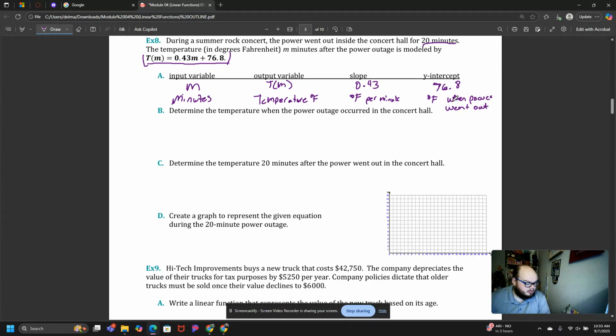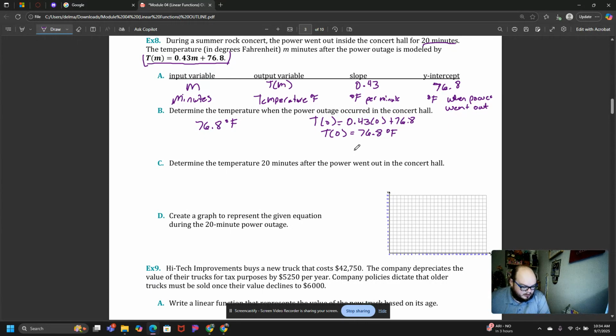Okay. So determine the temperature when the power went out. So that's the y-intercept. So that's 76.8 degrees Fahrenheit. If you want to, you can also think about this as 0 minutes after the power went out and actually solve your equation. And you know that that collapses to 0. So it's 76.8 when the power went out.